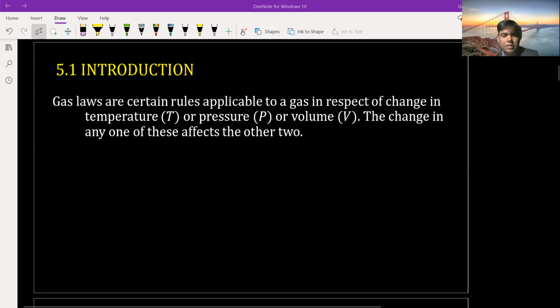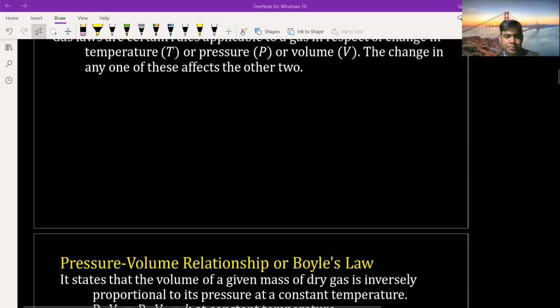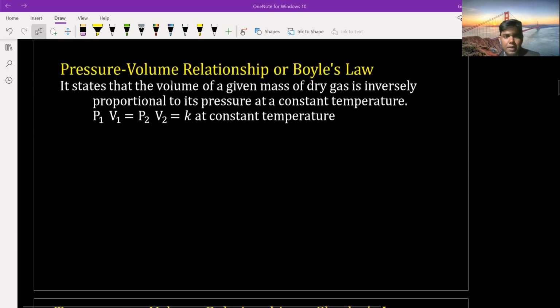Okay, means temperature T, pressure P और volume V में से किसी भी एक में change करने पर other two में भी affect होता है. Okay. Now next, pressure volume relationship, or we can say Boyle's law. What is Boyle's law? Boyle's law.